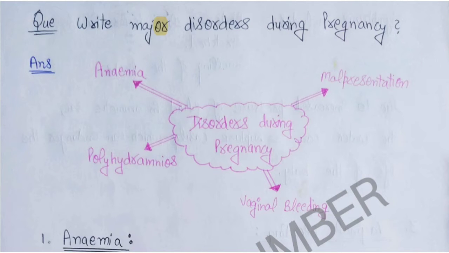Write major disorders during pregnancy. What are the major disorders that occur during the pregnancy? I have shown a flow chart, a very beautiful flow chart to enhance the answer. You can see anemia, polyhydramnios, vaginal bleeding and malpresentation.